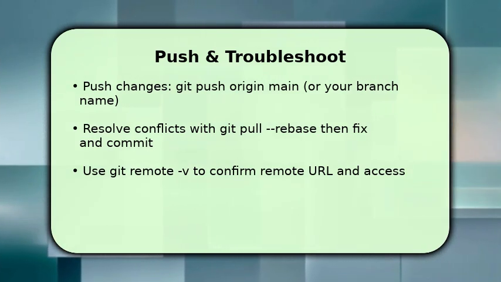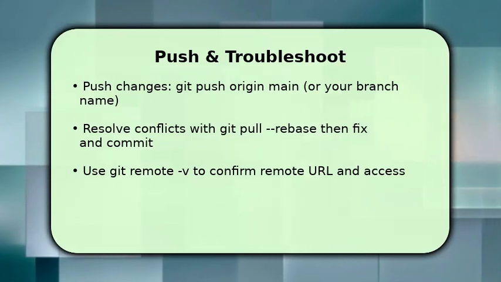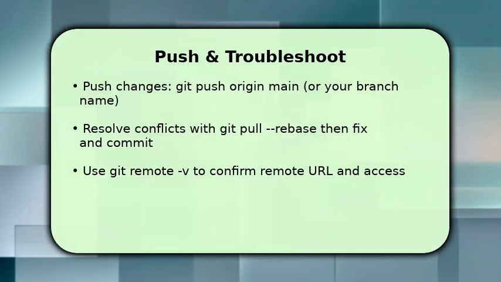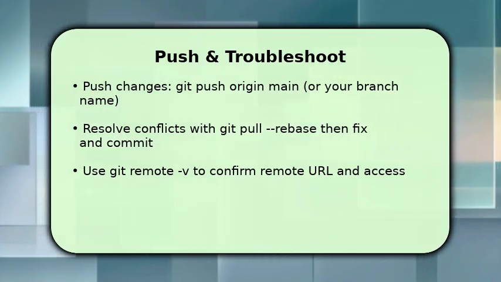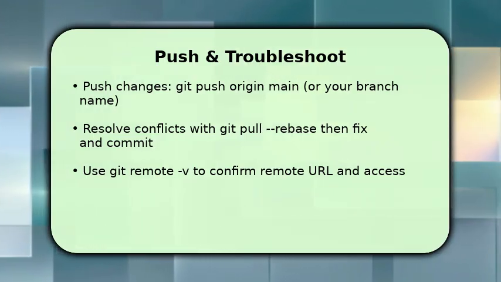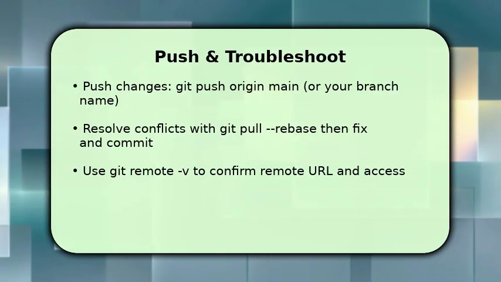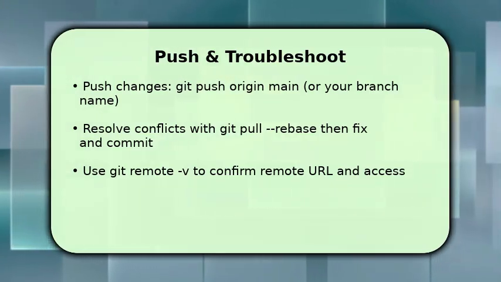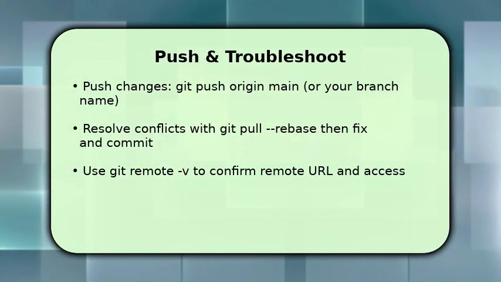If push is rejected, pull remote changes first. Prefer git pull --rebase, resolve any merge conflicts, then commit and push again. Make sure your SSH key or credentials are configured so authentication succeeds. One key troubleshooting tip: if Git reports remote mismatch, verify with git remote -v and correct the URL or add the proper remote.